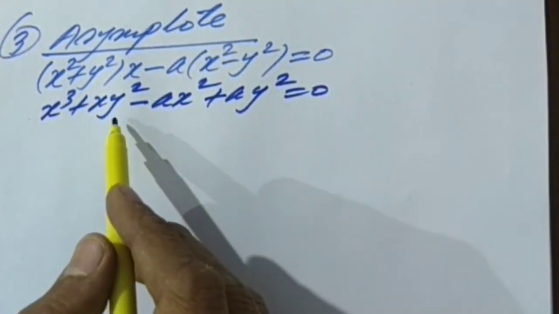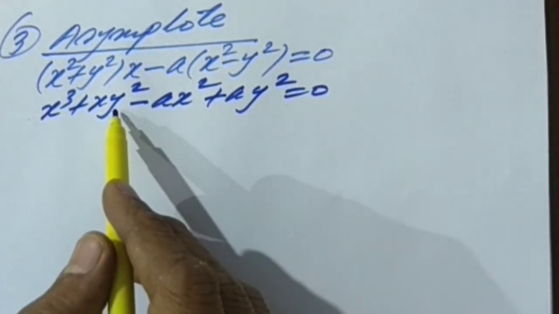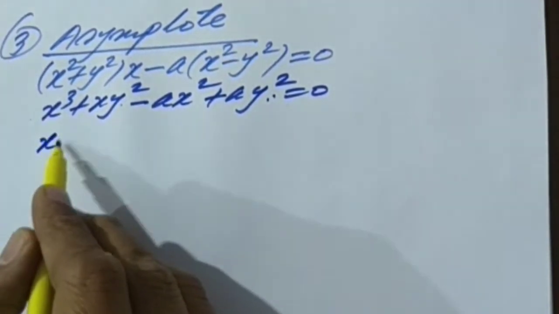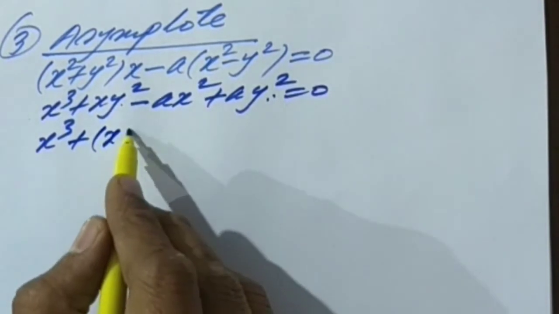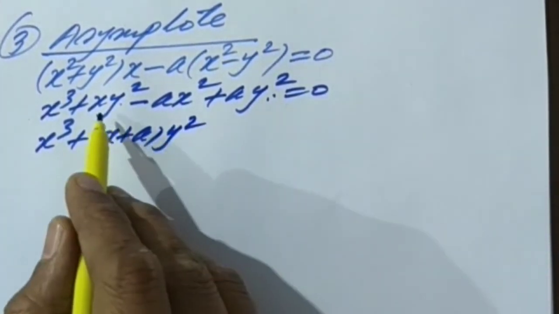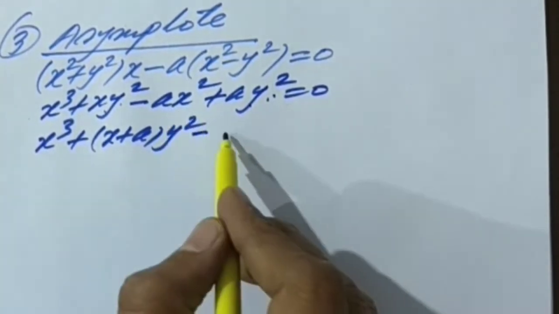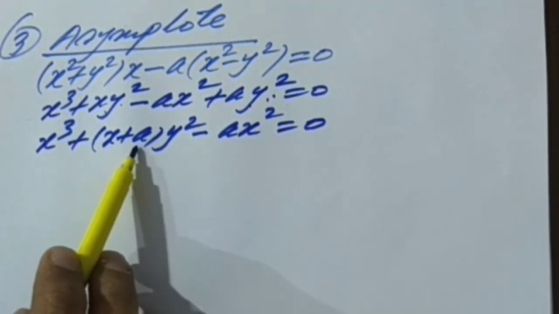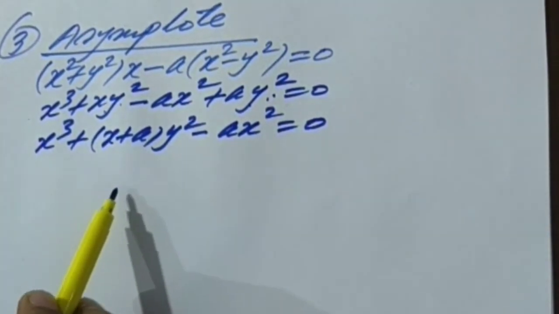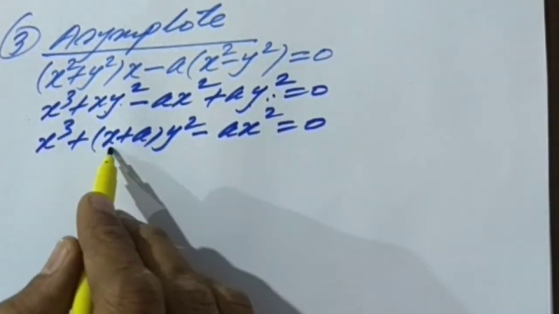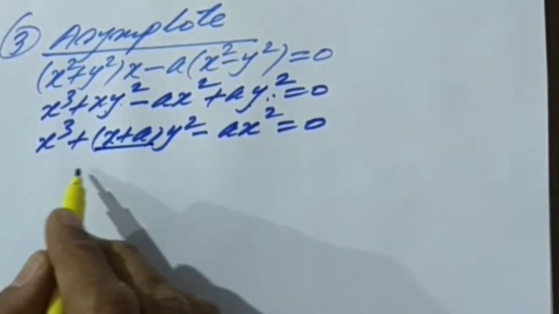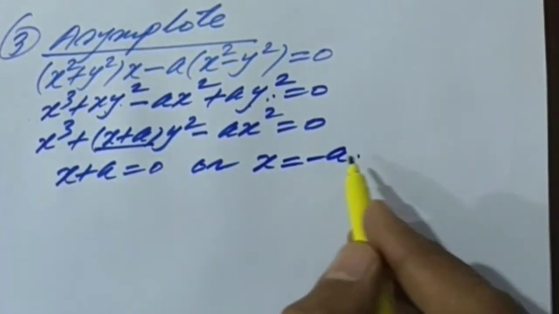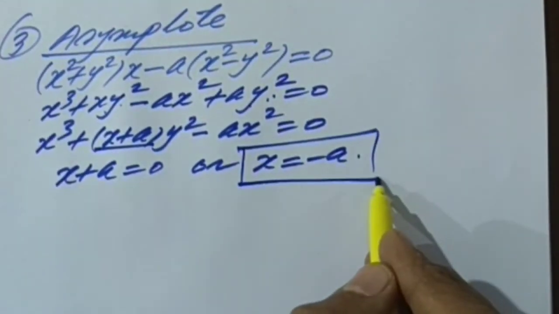But if we observe the highest degree term in y, which is the terms having y square, if we take y square common out of these two terms, we get (x plus a) y square, minus ax square is equal to 0. So highest degree term in y is y square, whose coefficient is x plus a, which is a variable coefficient. So obviously there is an asymptote parallel to y-axis, which may be obtained by equating this variable coefficient to 0, that is x plus a is equal to 0 or x is equal to minus a. So this is an asymptote parallel to y-axis.